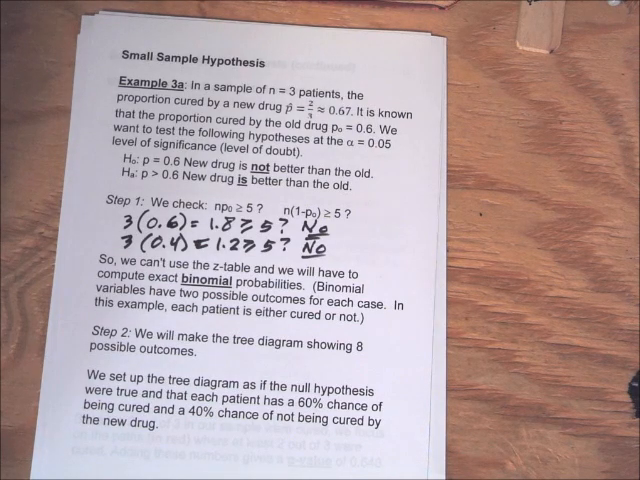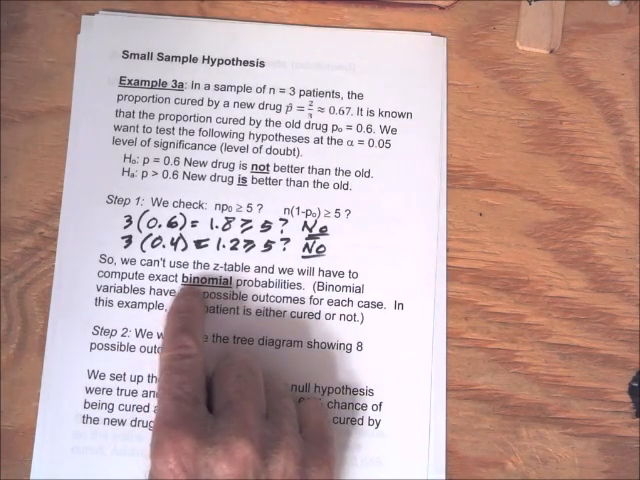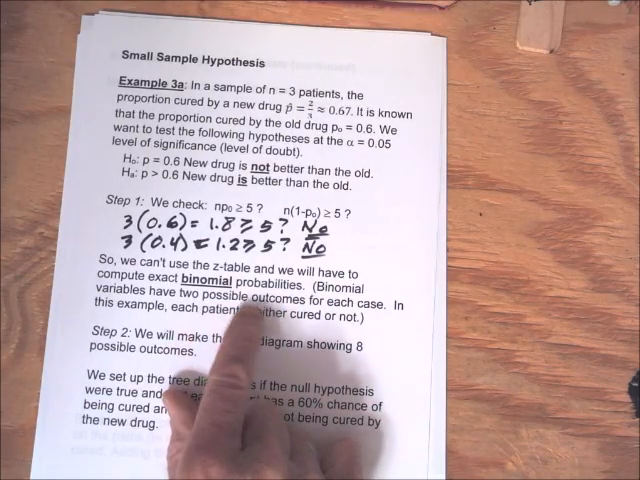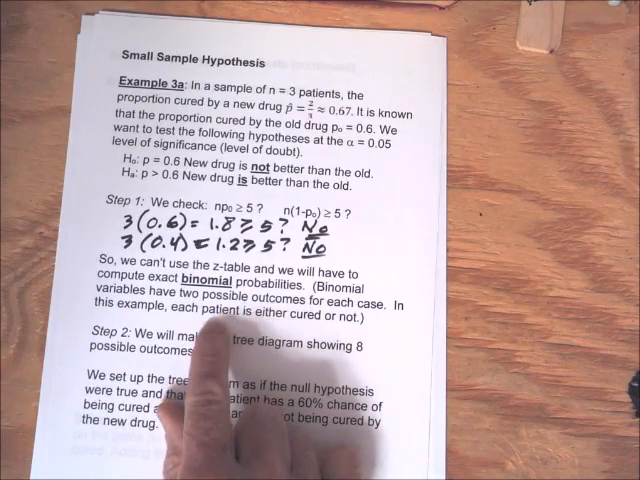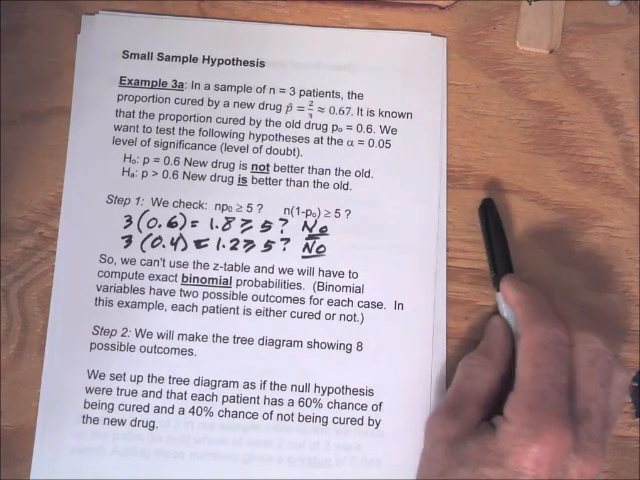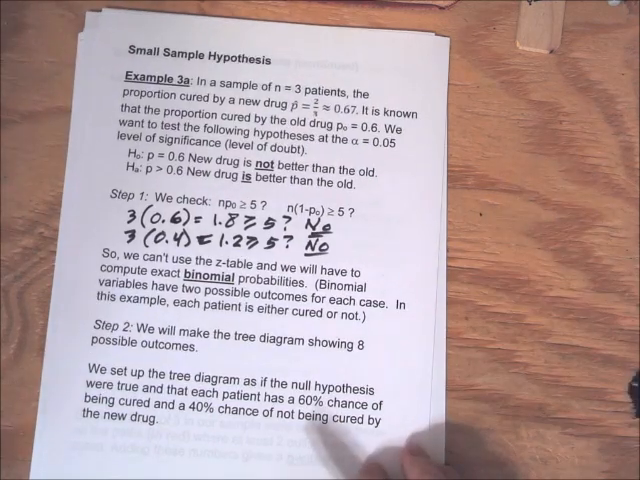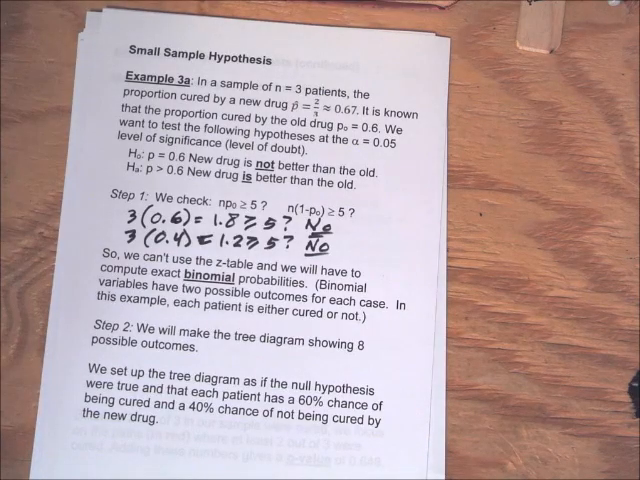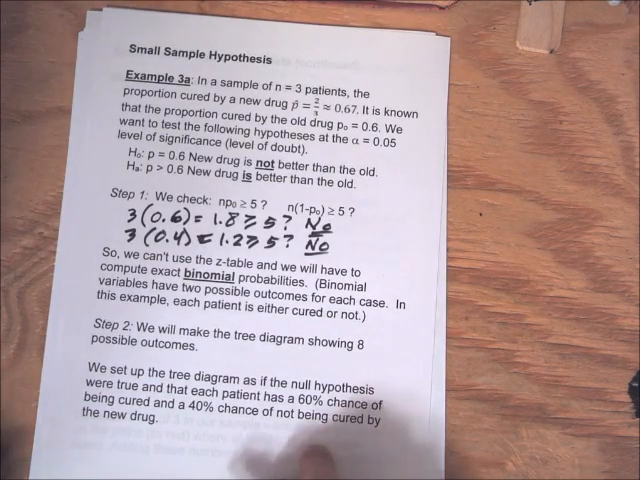Okay, so we want to use the binomial probabilities. The name binomial comes from the word two names, literally 2 names. Binomial variables have 2 possible outcomes for each case. In this example, each patient is either cured or not. And we will make a tree diagram to compute these binomial probabilities. We set up the tree diagram as if the null hypothesis is true, and that each patient has a 60% chance of being cured, 40% chance of not being cured.